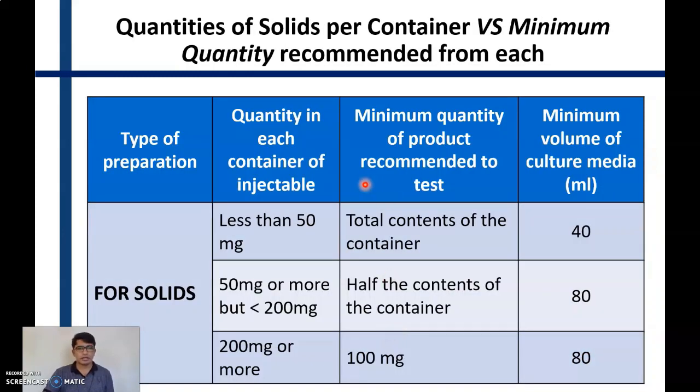Now this is the amount of sample to be taken from dry solids. If each container contains less than 50 mg, the total container should be taken for sterility testing with 40 ml of culture media. If the container contains 50 mg or more and less than 200 mg, half of the container should be taken and 80 ml of culture media. If the container contains greater than 200 mg of the dry solid, we have to take 100 mg and 80 ml of the culture media.